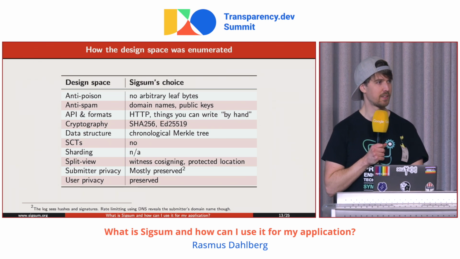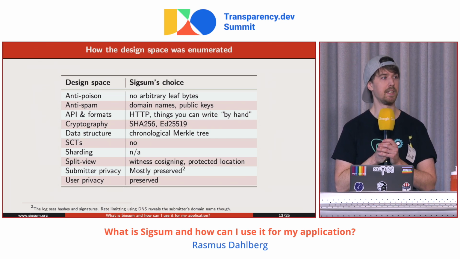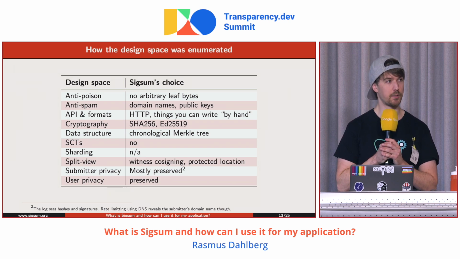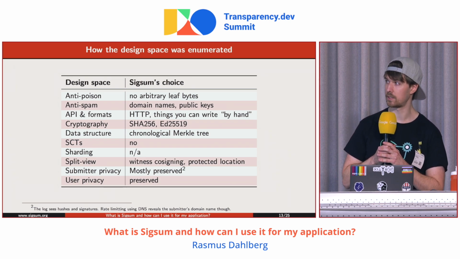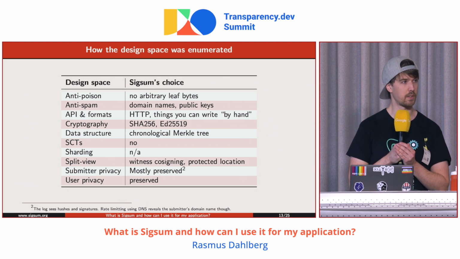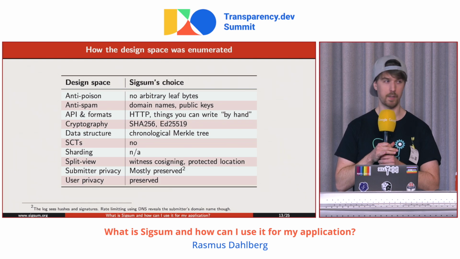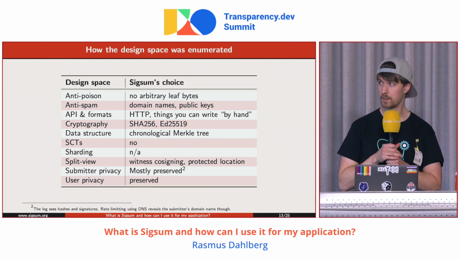Anti-poison is this risk of, well, basically a poison log is the risk of getting some illegal content or copyrighted content into the log. And the way we solve this in Sigsum is to make sure that we don't have any arbitrary bytes in the log. You actually don't need them in order to achieve signature transparency. So we have 2 hashes, a signature, and that's it.